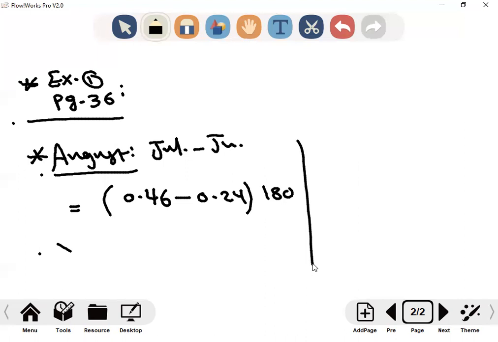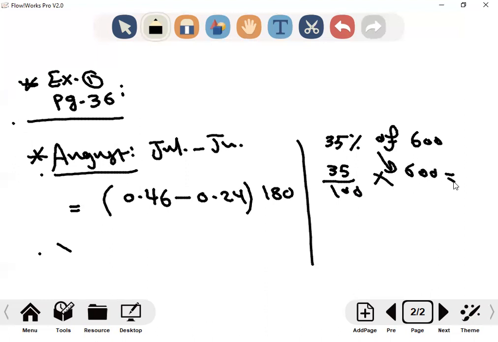I will remind you of this. If you remember in the previous classes, 35% of 600, how we find this amount? We said 35 over 100, and the of is what? Multiply 600, and we do calculations, right? Here I did the same, but in the place of the fraction, I put a decimal. Got it? Right, let's find it.